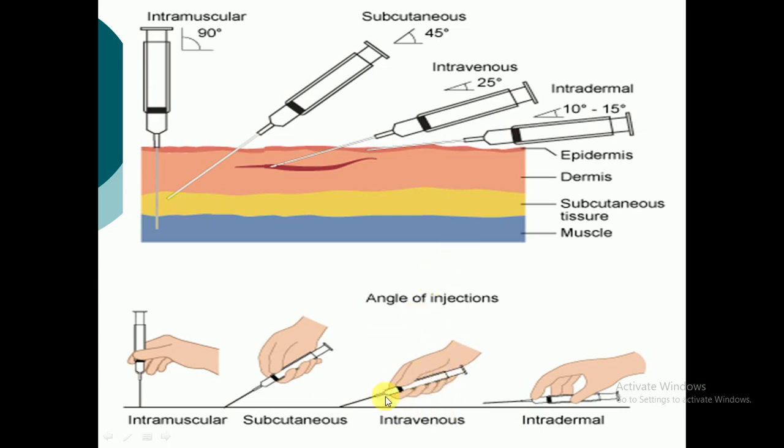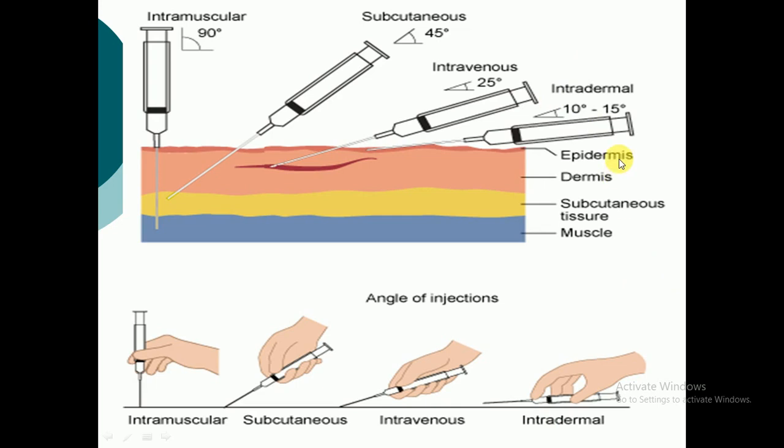Once again I'm going to repeat that for intramuscular it is 90 degrees, you can inject the syringe at 90 degrees, while in subcutaneous this is 45 degrees, while in intravenous this is 25 degrees, while in intradermal that is 10 to 15 degrees.